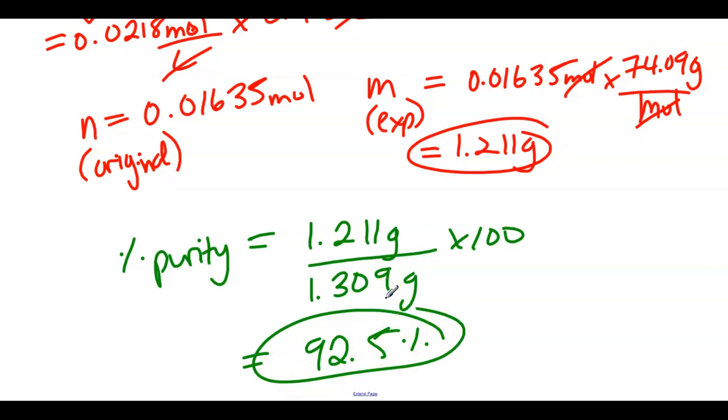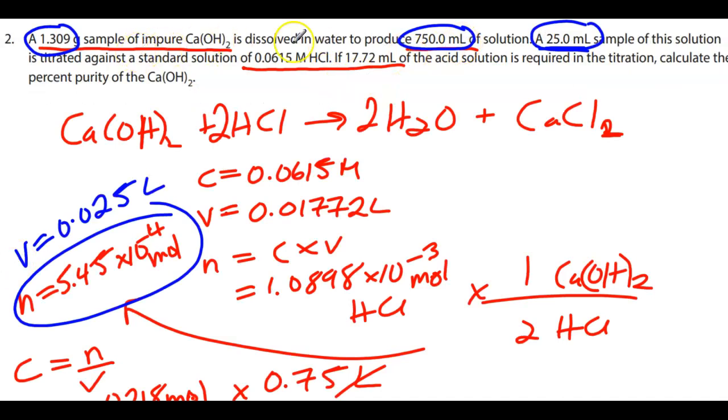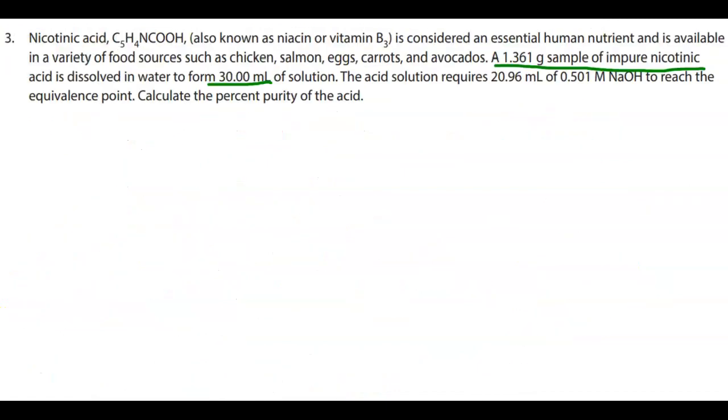Okay, and the last one here, and then we're done. It's nicotinic acid, also known as niacin or vitamin B3, which is considered to be an essential human nutrient, and it comes in a whole bunch of different foods. So we have a sample of impure acid, and we're dissolving it in 30 mils. So you don't have this situation where you make the sample and then you have a new portion. This is very similar to the first one. So you have just the mass and the volume. And we have the amount of base in order to reach the equivalence point.